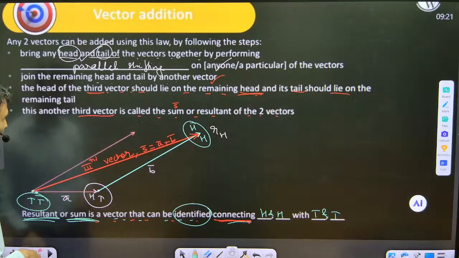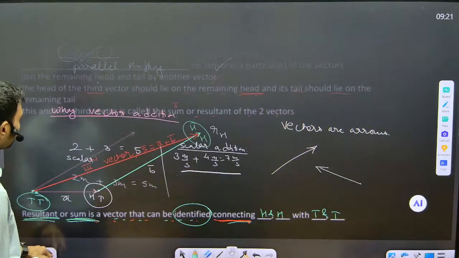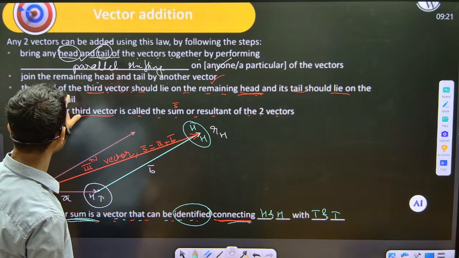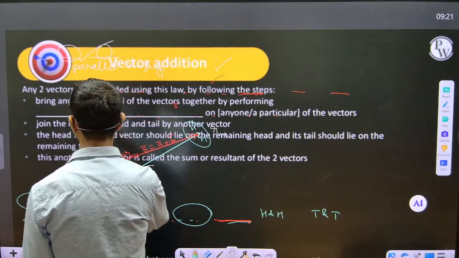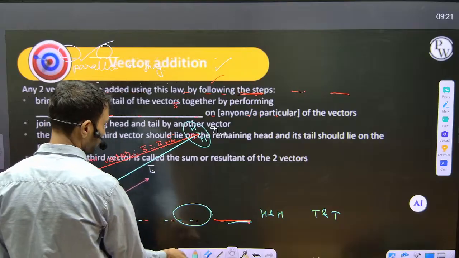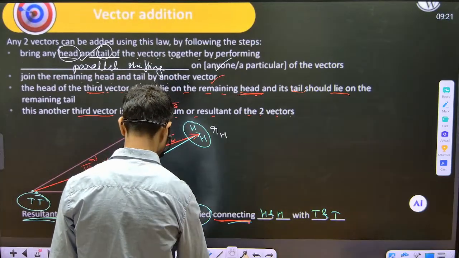So you'll see here in the rules, you will find, yeah, that by we have to bring the, can I select all?